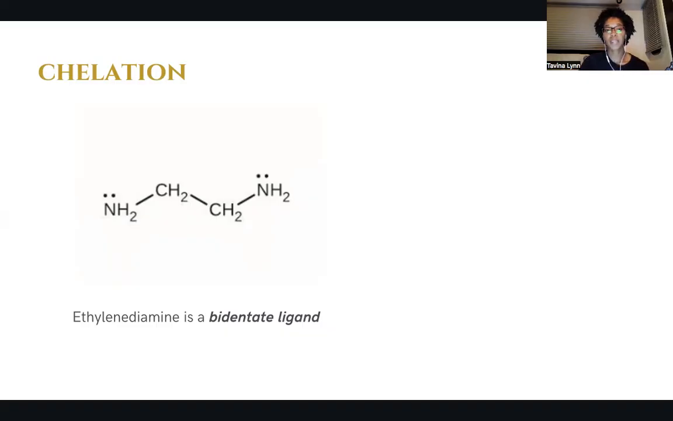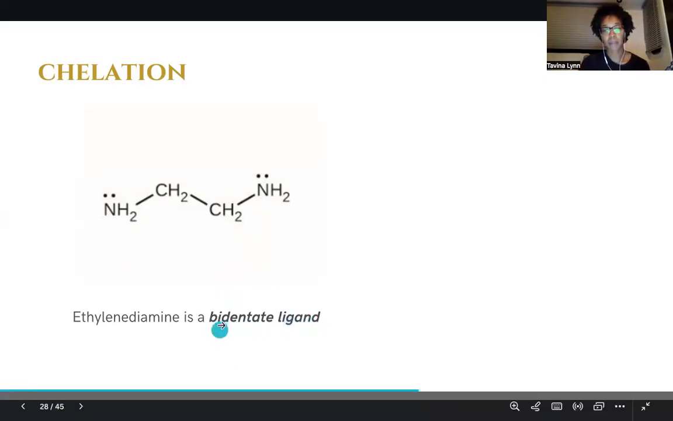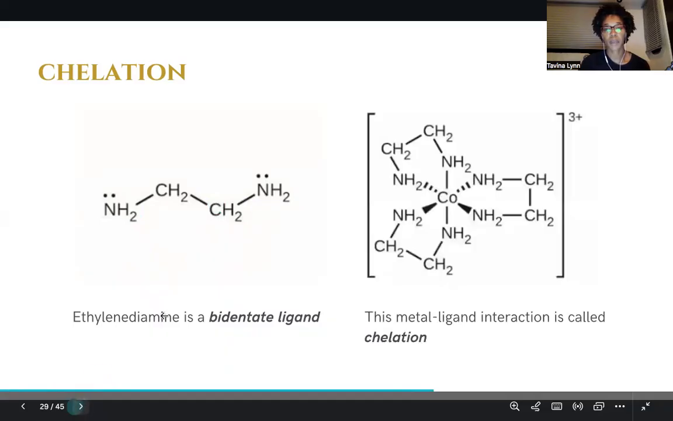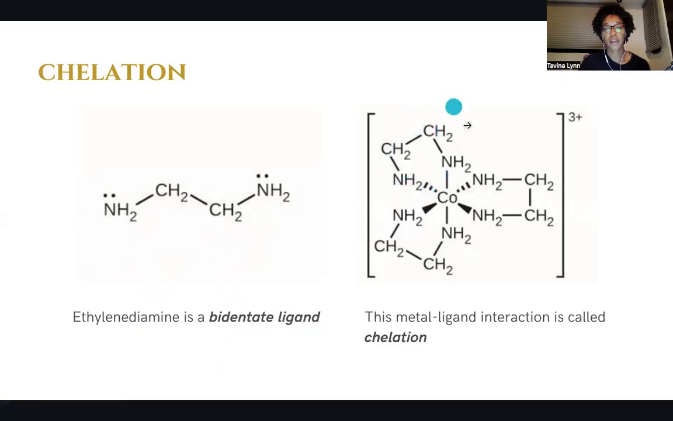So this one ligand can coordinate one metal atom through both of these nitrogen atoms. So ethylene diamine is called a bidentate ligand, bi meaning two, right? Two atoms of this one ligand can coordinate a metal. So here's an example of that, right? This is one ethylene diamine molecule coordinating cobalt through two nitrogens.